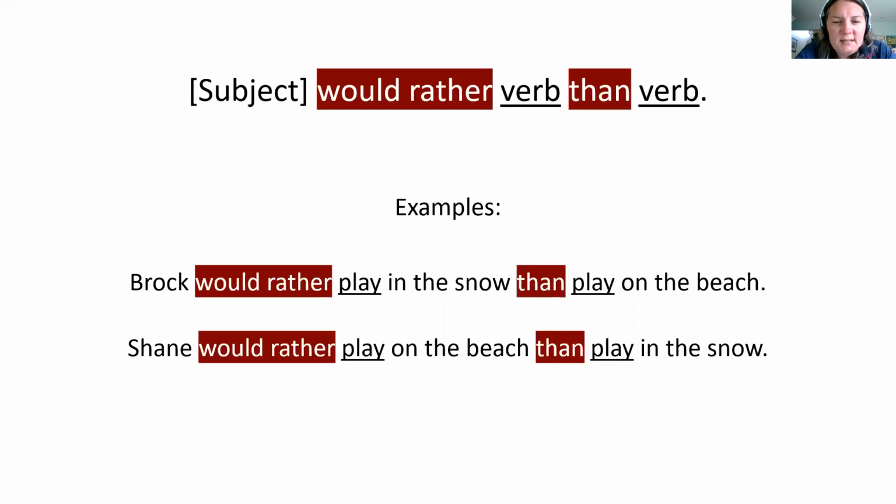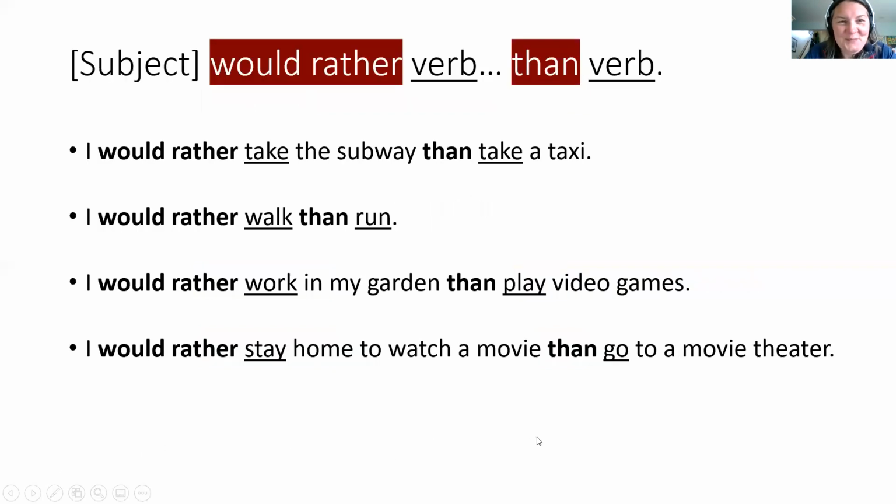Given these two sentences, which boy likes the winter more than the summer? Right, it's Brock. It's the boy who said he would rather play in the snow. Remember, what you put first is the option that is liked the best. So who likes summertime better? Right, Shane. Shane would rather play on the beach than play in the snow. Those are my two boys.